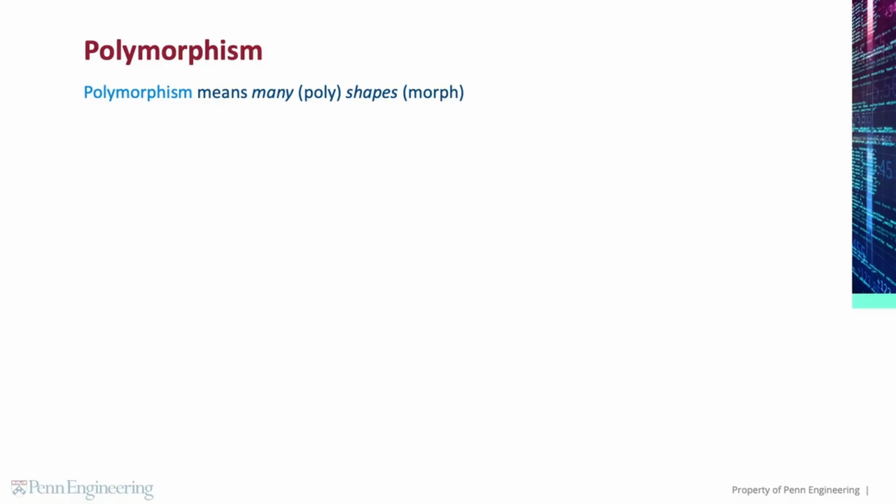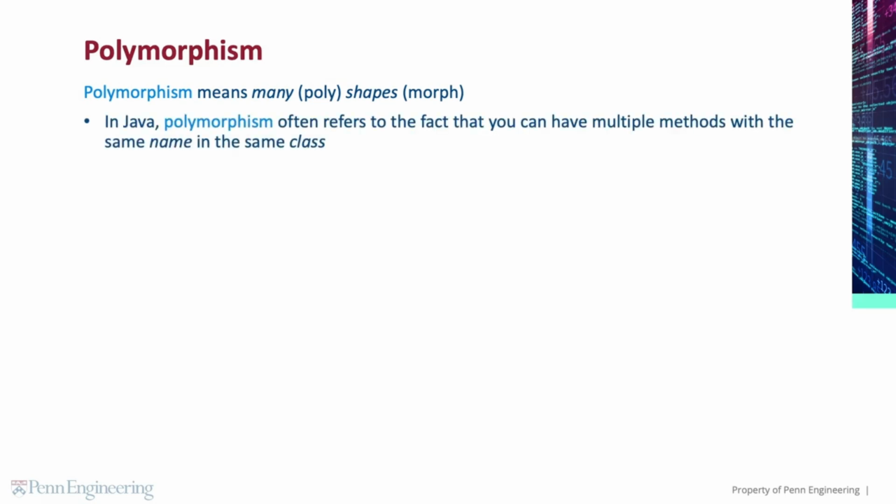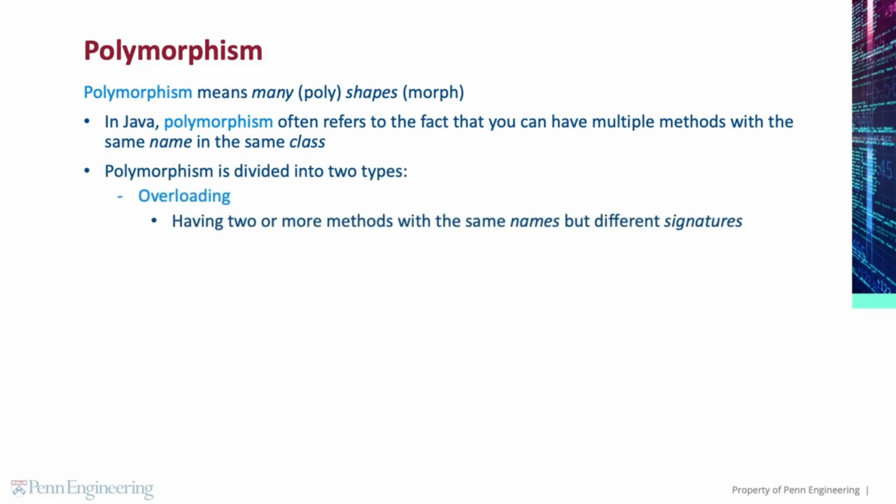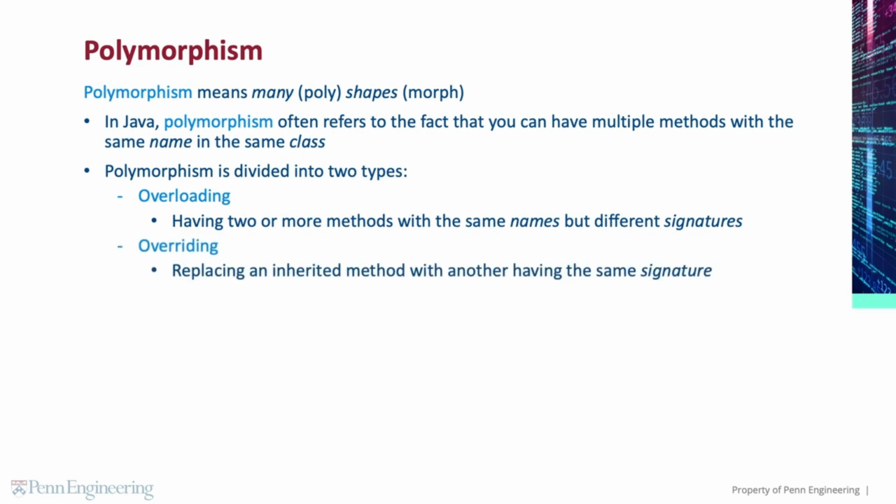Polymorphism means many, or poly, shapes, or morph. In Java, polymorphism often refers to the fact that you can have multiple methods with the same name in the same class. Polymorphism is divided into two types: overloading, which is having two or more methods with the same names but different signatures, and overriding, which is replacing an inherited method with another having the same signature.